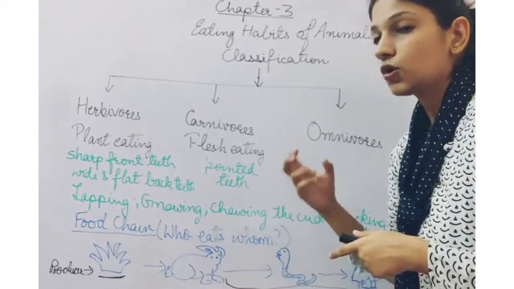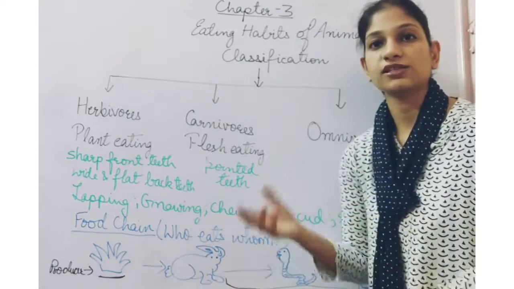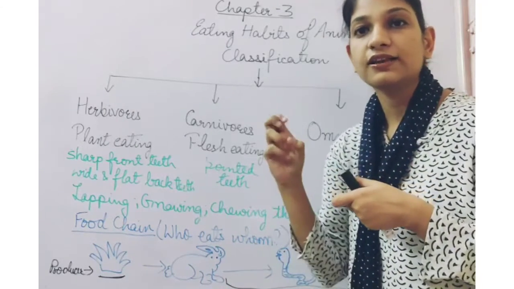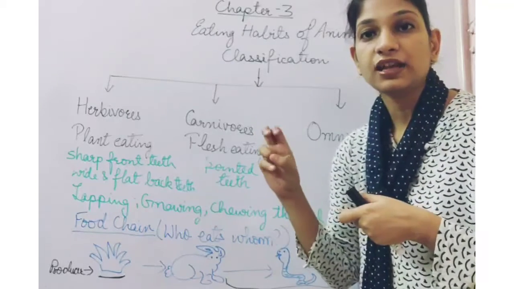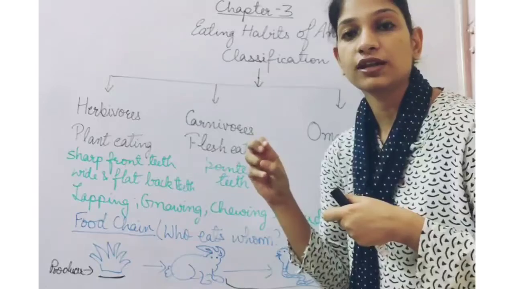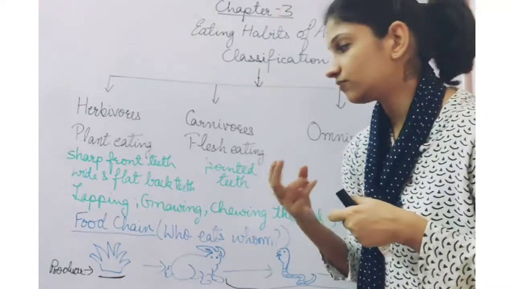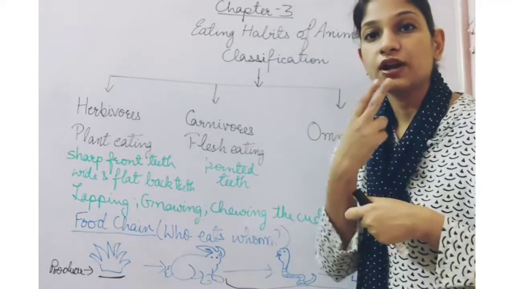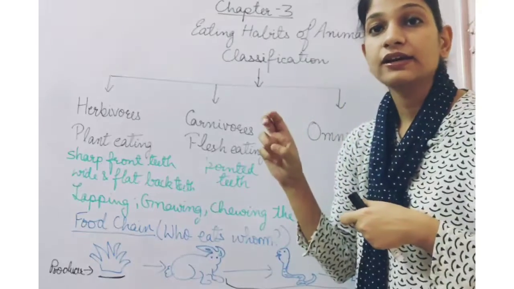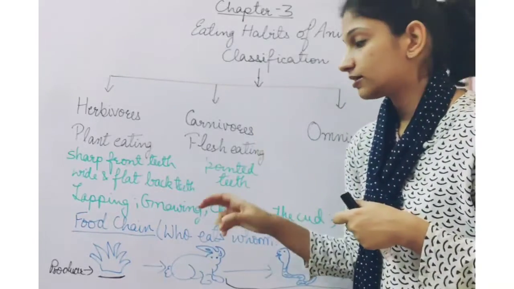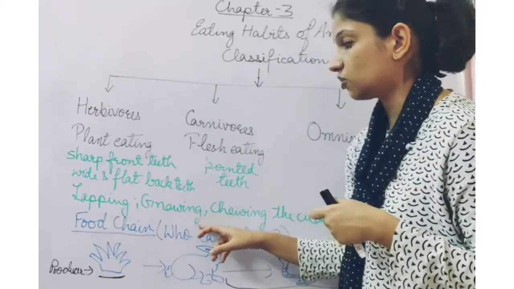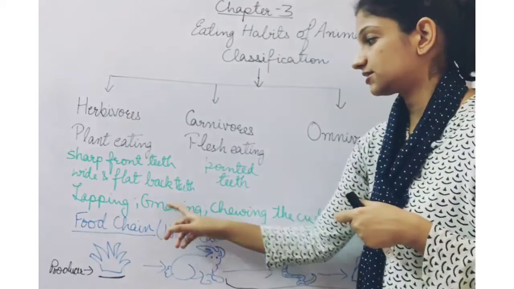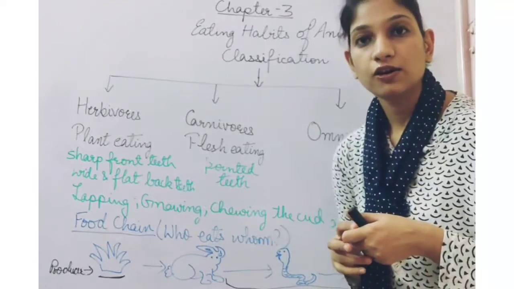Then we talk about gnawing. You must have seen rabbits and squirrels. They eat very fast, with a very rapid movement. They use their front teeth to bite the nuts and fruits very quickly, in a rapid action. That is called gnawing. The G is silent, so it's pronounced as gnawing.